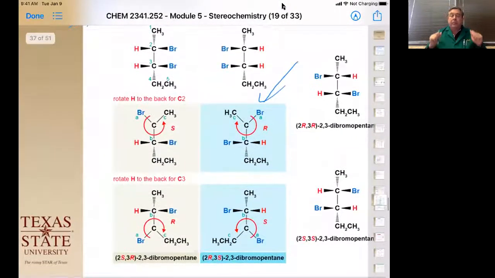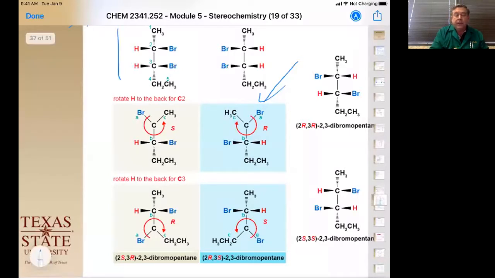And by the book method, whichever method you use, please use one or the other. Use the hand method or the book method, which is that redrawing of the system here. Either way you do it, what you're going to do is your prioritization, when you view it dead on where your lowest priority is behind, clockwise is always going to be R, counterclockwise is always going to be S. Now, let's assign this pair of diastereomers.